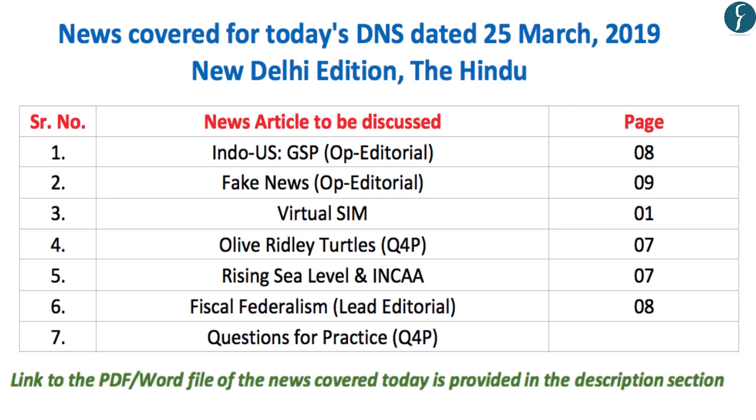Now we would be analyzing the Delhi edition of the Hindu newspaper of 25th of March 2019, and the news that would be covered today is given on the screen, and the timestamp for the same is given in the description and the comment section given below. And so now with this, let us start with the first article.